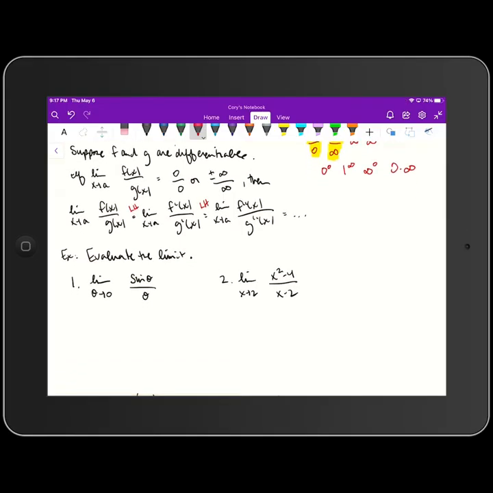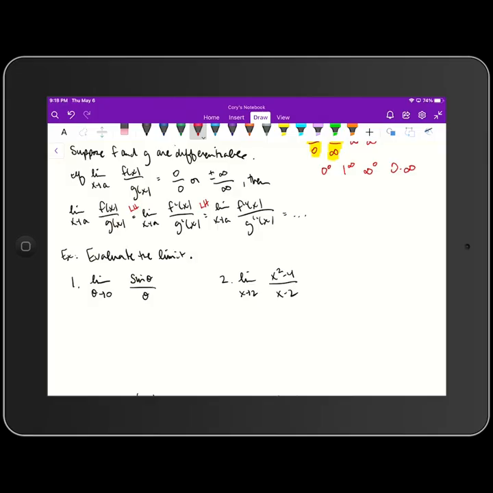The first one we're going to look at is one that we went over in the previous lesson. It's the limit as theta approaches 0 of the sine of theta divided by theta. I asked you in the previous lesson to memorize that the value of that limit is equal to 1. Let's take a look at why that limit is in fact 1.